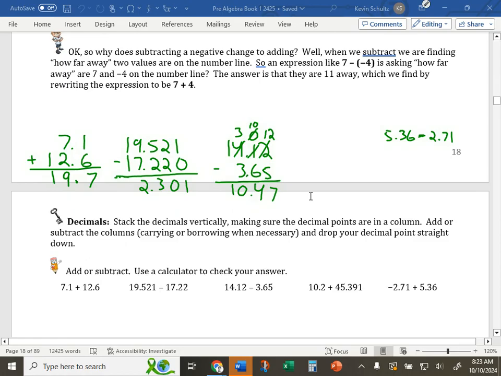But it does explain why subtracting a negative is changed to adding. When we subtract, we are finding how far away two values are on the number line. So an expression like 7 minus negative 4 is asking how far away are 7 and negative 4 on the number line. And the answer is that they are 11 apart, right? So another way to think about that minus a negative piece is how far away those two values are. Because really, when you subtract, that's essentially what you're doing. 10 minus 6 is 4, because 10 and 6 are 4 away on the number line.